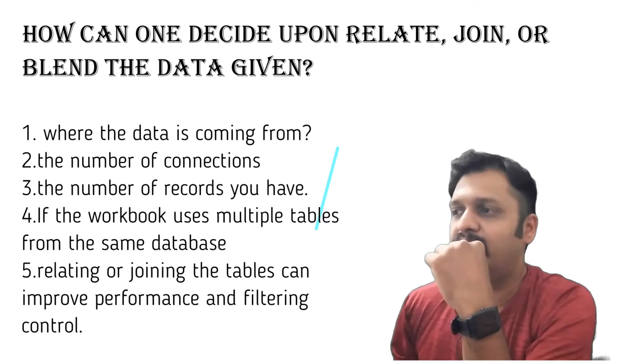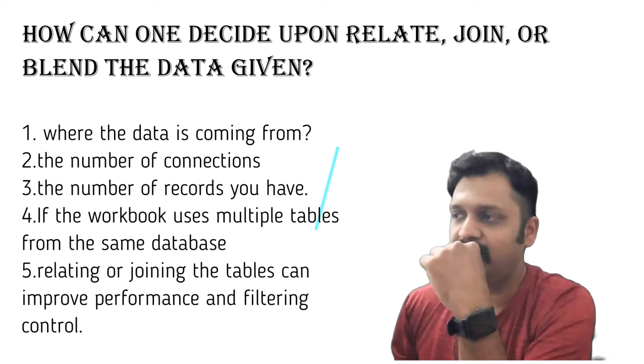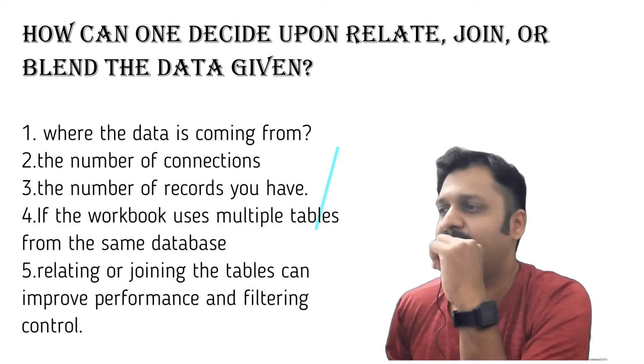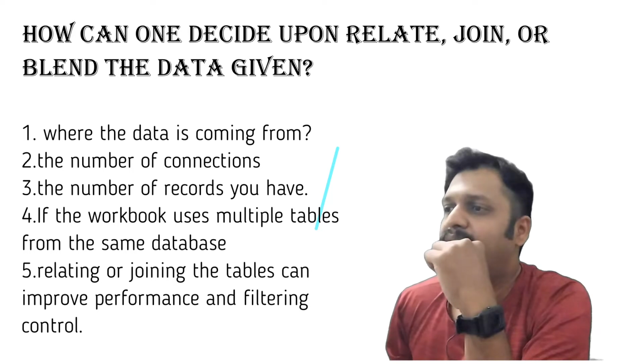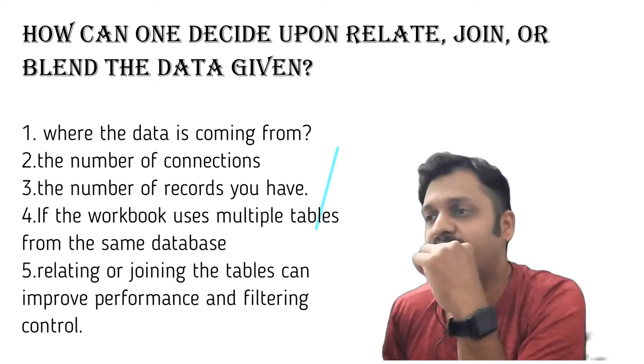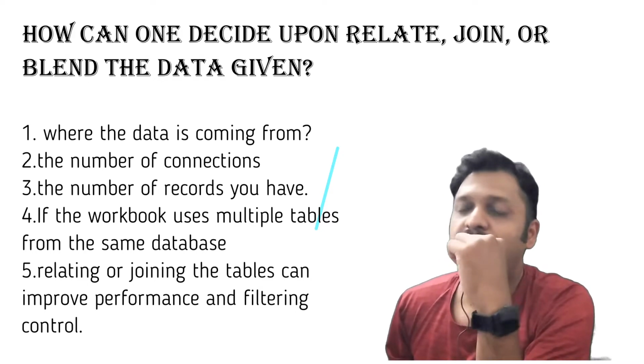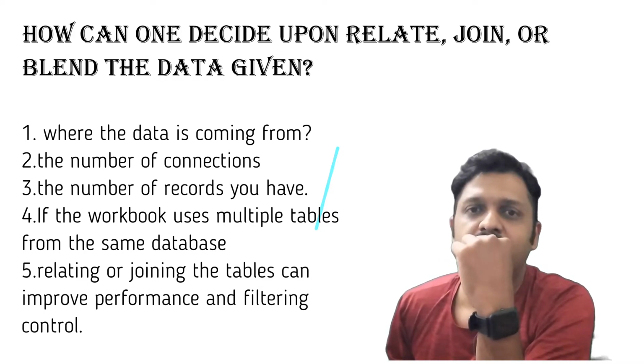Next question. How can one decide whether to relate, join, or blend the data? It is decided by where the data is coming from, the number of connections, and the number of records you have. If the workbook uses multiple tables from the same database, relating or joining the tables can improve performance and filtering control. Next question.